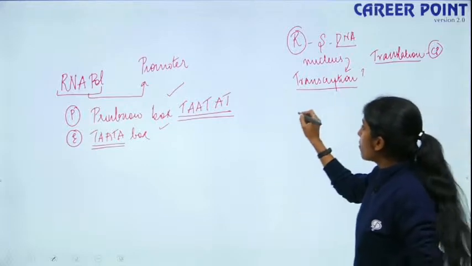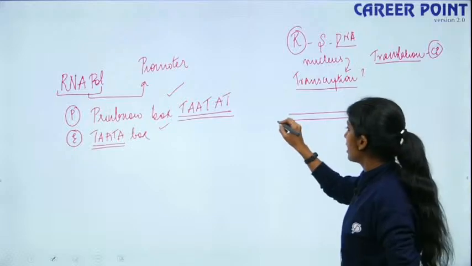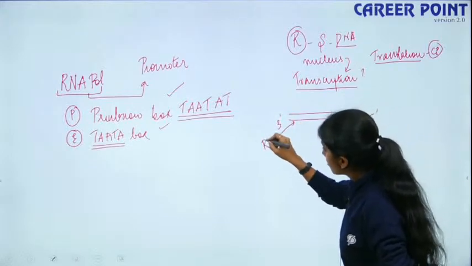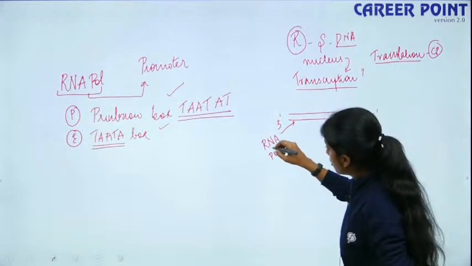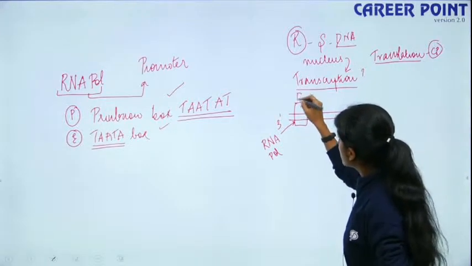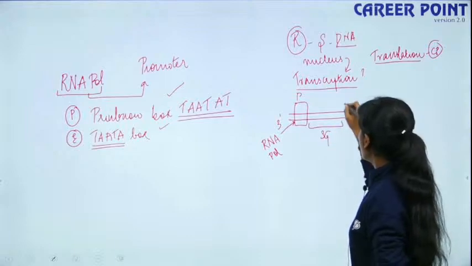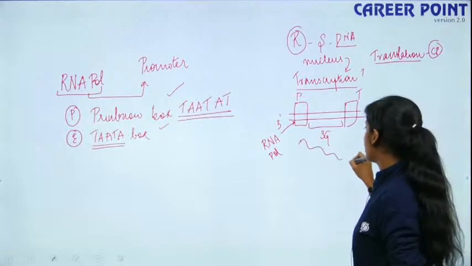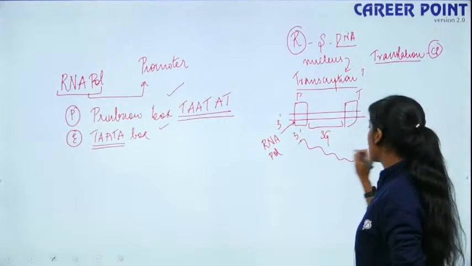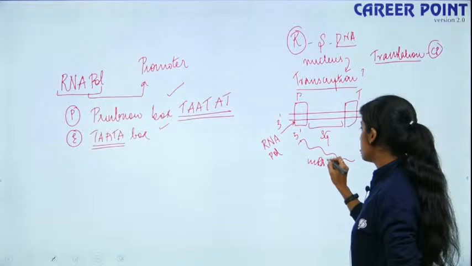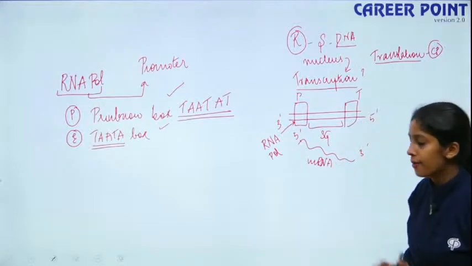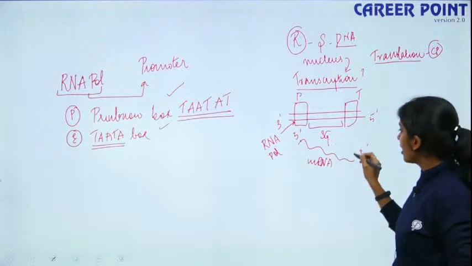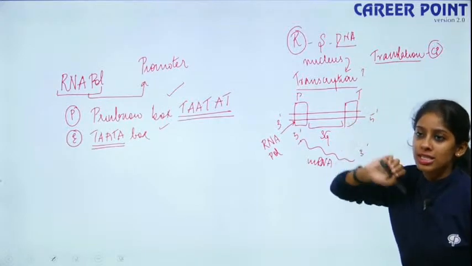Now it is getting transcribed for me. RNA polymerase has bound here. Here I have my promoter sequence, here I have my structural gene, and here I have my terminator. My RNA polymerase has bound and it is giving me my mRNA like this. So this is my mRNA sequence. When this mRNA comes out, it moves into the cytoplasm for translation.